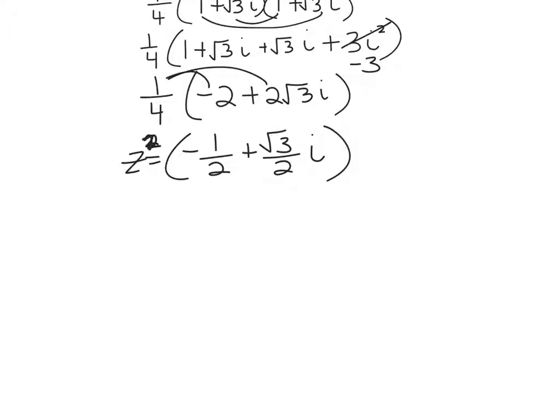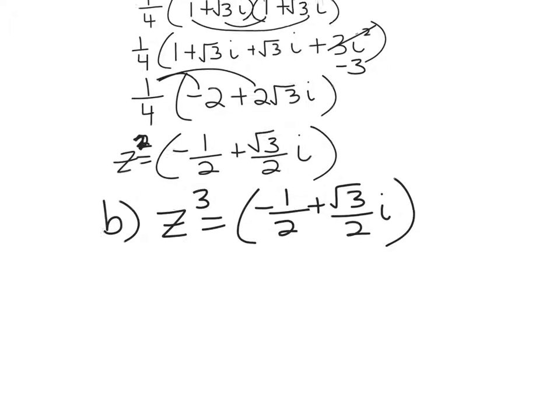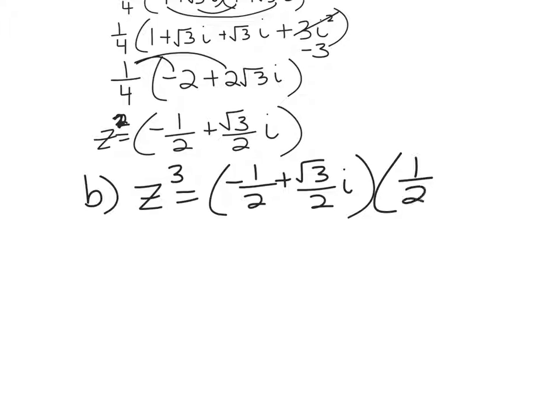So now we have to do part B, which is to find Z cubed. So Z cubed is to take Z squared, which we just found, and multiply that by Z, which is 1/2 plus (√3/2) i. So we're going to FOIL this. Don't worry about factoring out any 1/2s or anything. Something magical is about to happen. It really is. Okay, here we go. We've got -1/2 times 1/2 gives me -1/4.